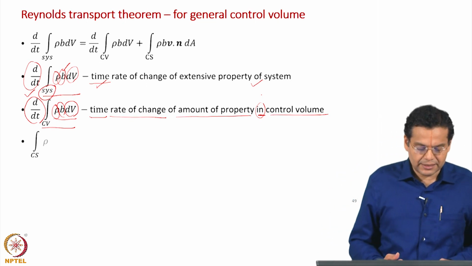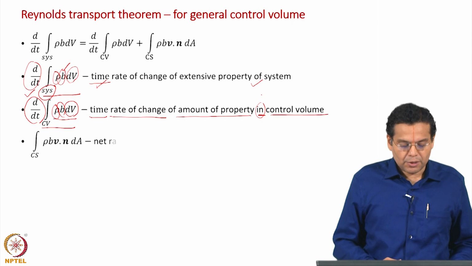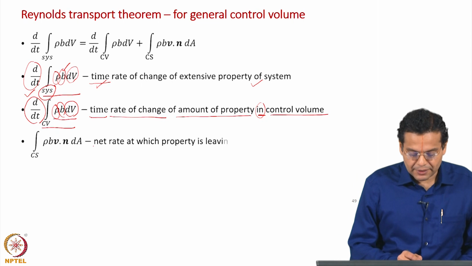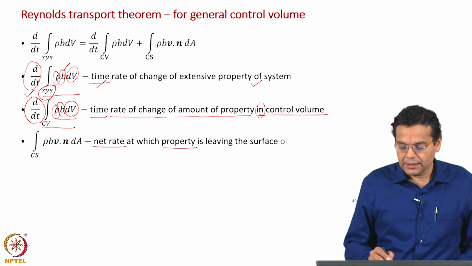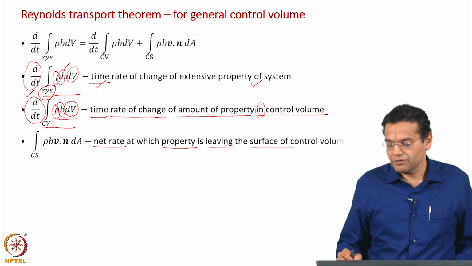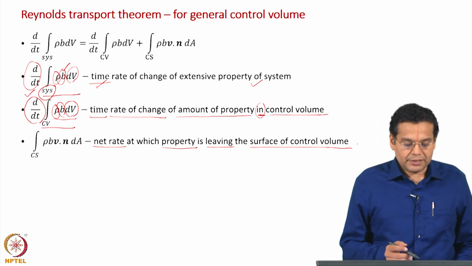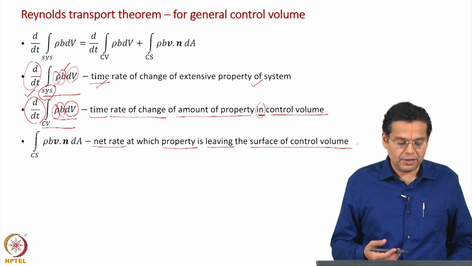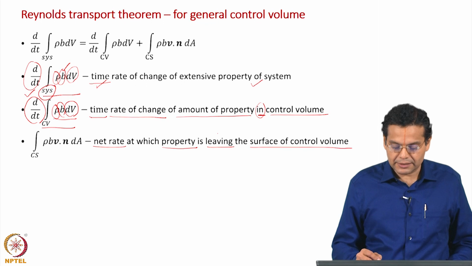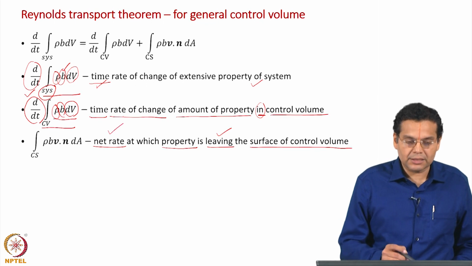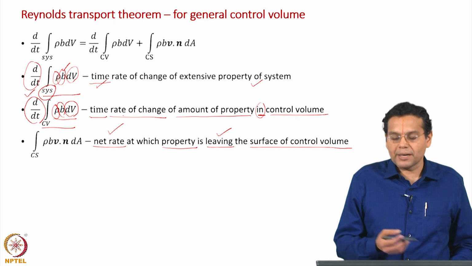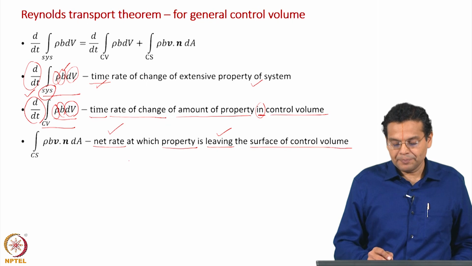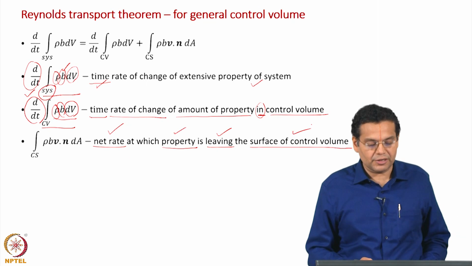Yeah, and we have discussed in detail the significance of this term rho B v dot n dA, which represents, as I told you, the net rate at which the property is leaving the surface of control volume. We have seen why it is leaving, because v dot n is positive for outflow and v dot n is negative for inflow, that is why it is leaving. Why is it net rate? Because part of the surface can be outflow, part of the surface can be inflow, and of course, that is why it is net rate at which the property is leaving the surface of control volume.